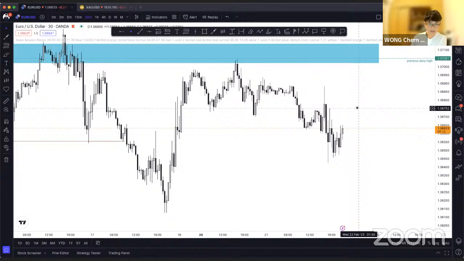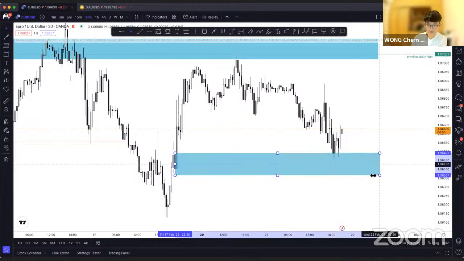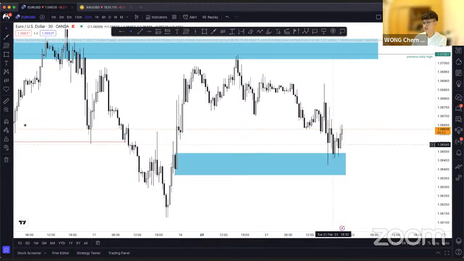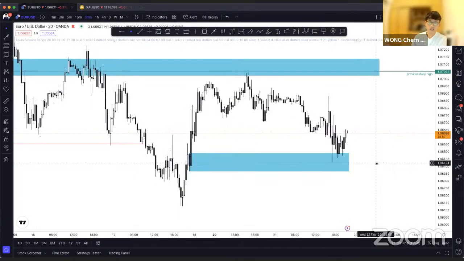We can see that price is respecting certain areas to the left, like this demand zone over here. So despite price respecting this demand zone over here, I believe that price actually has the potential to hit down further.